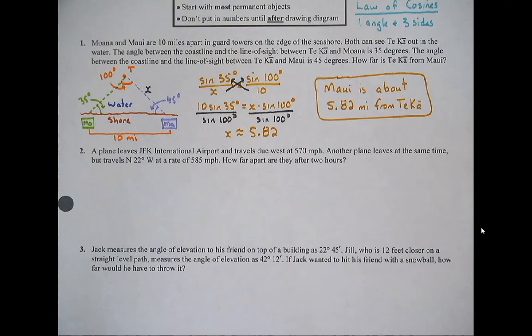All right, a plane leaves JFK, travels due west at 570 miles per hour. Another plane leaves at the same time, travels, I'll talk about what that means, read north 22 degrees west at a rate of 585 miles per hour. How far apart are they after 2 hours?